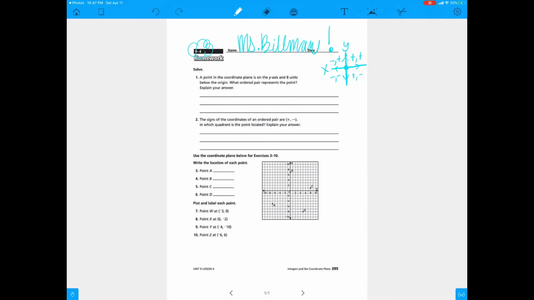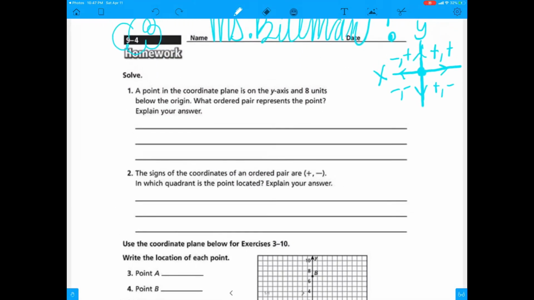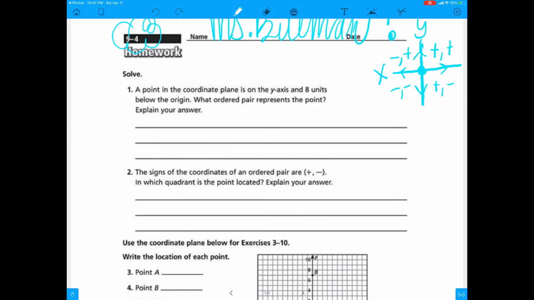I still can't figure out why I get these weird lines on here. Anywho, number 1. A point in the coordinate plane is on the y-axis and 8 units below the origin. What ordered pair represents this point? So I'm going to draw it on my mini coordinate plane. It is 8 units below the origin and it is directly on the y-axis. That means on that long vertical number line, it's going to be on there, and it's going to be 8 below.